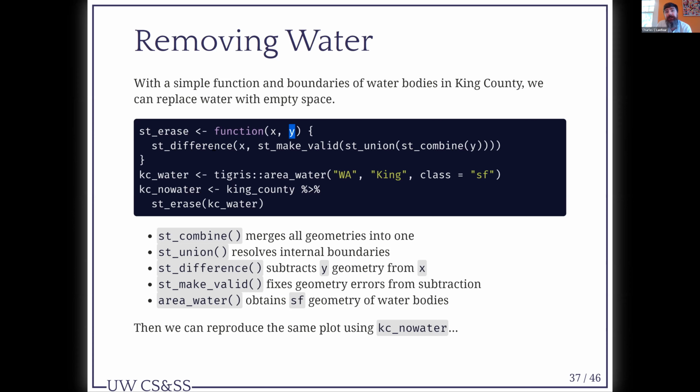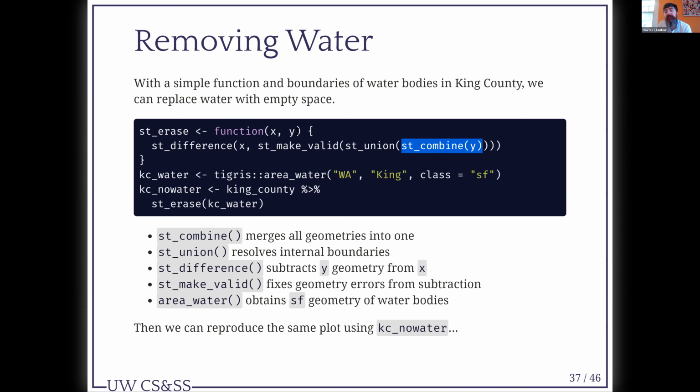How this works here is it takes the st_difference of its input versus this thing over here. A difference is geospatial subtraction. It takes the thing over here and removes from it the things on the right side. What is this thing on the right side? It takes the y input of the function, and it st_combines it.